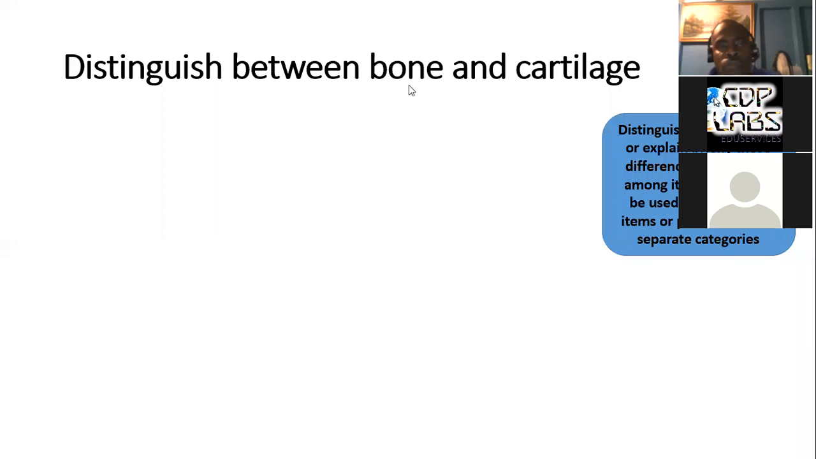Now, it asks us to distinguish between the bone and the cartilage. Can somebody read what the word distinguish means?